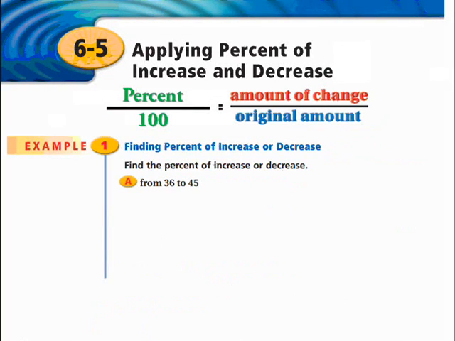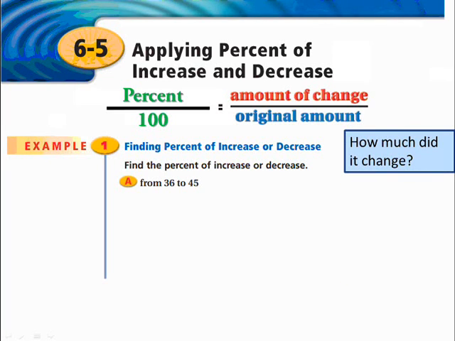Let's go ahead and attempt example 1a. Find the percent of increase or decrease from the quantity 36 to 45. The first thing we'll do is find out how much did it change. What is the amount of change? In this case, and in every case, that is the difference between the two quantities. Always the bigger one minus the smaller one. We're just simply looking for the absolute value of the difference between the two. In this case, it is 9.